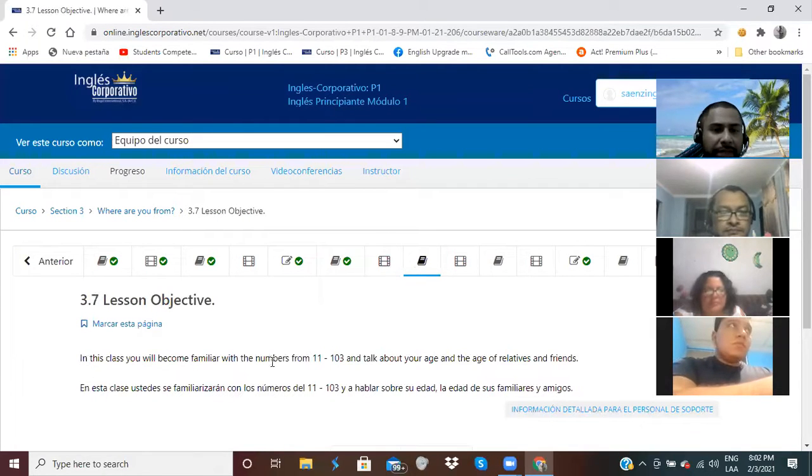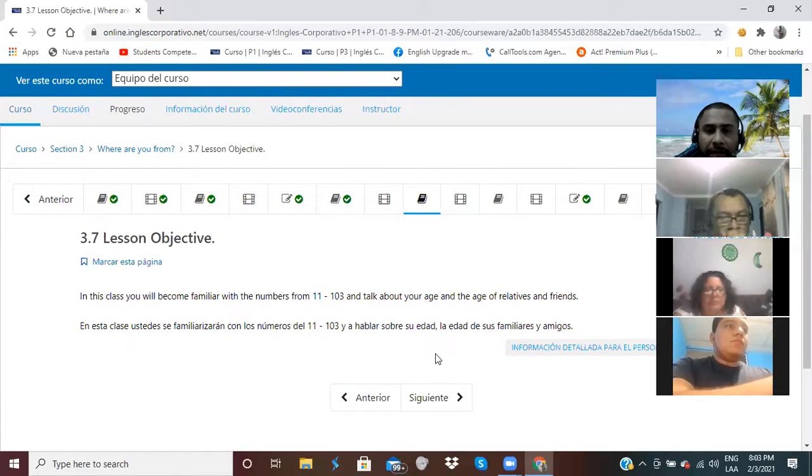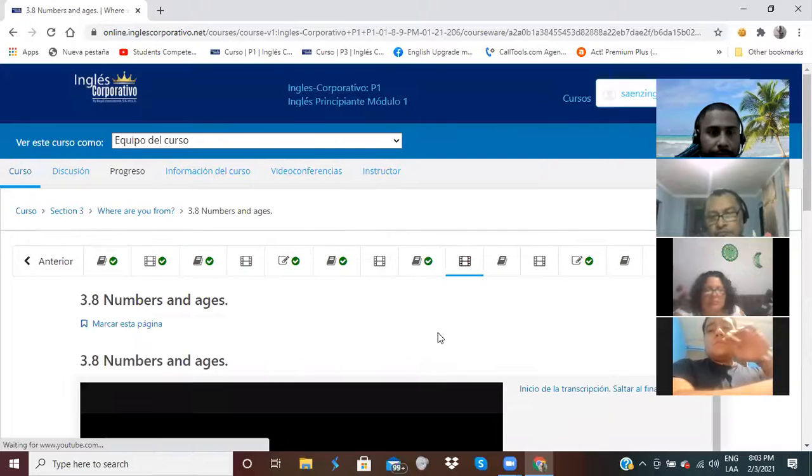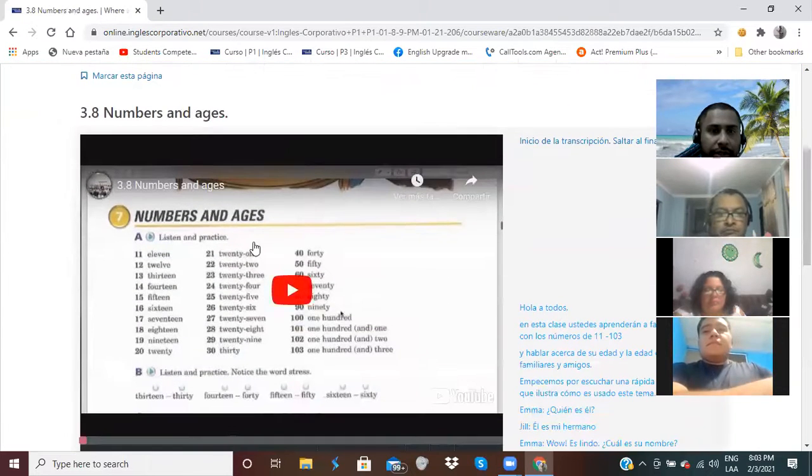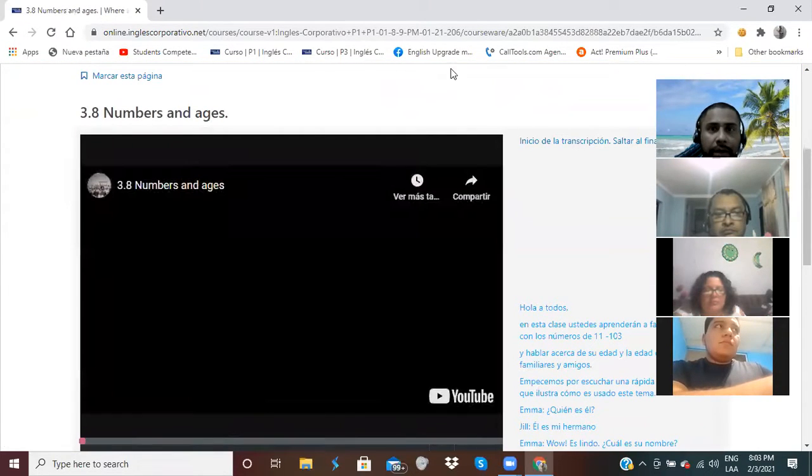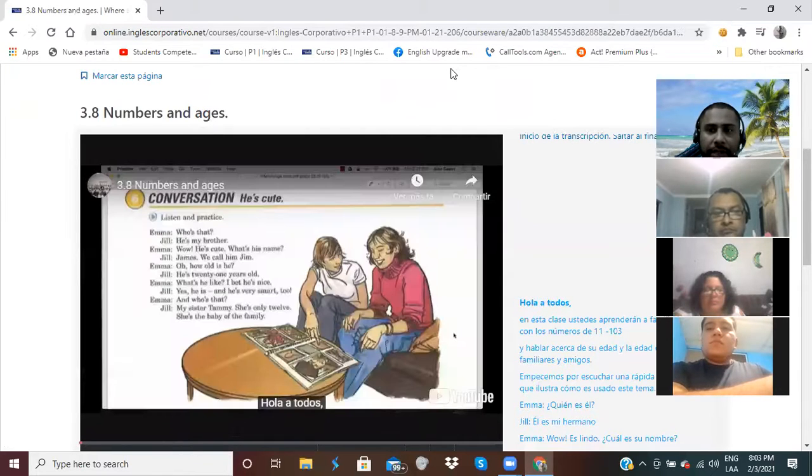In this class, you will become familiar with the numbers from 11 to 103 and talk about your age and the age of relatives and friends. En esta clase, ustedes se familiarizarán con los números del 11 al 103 y hablar sobre su edad, la edad de sus familiares y amigos. Numbers and ages. Listen, please.